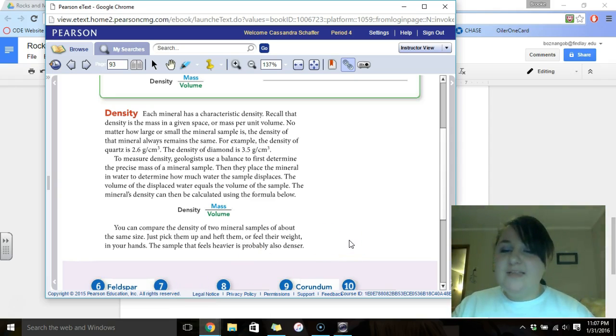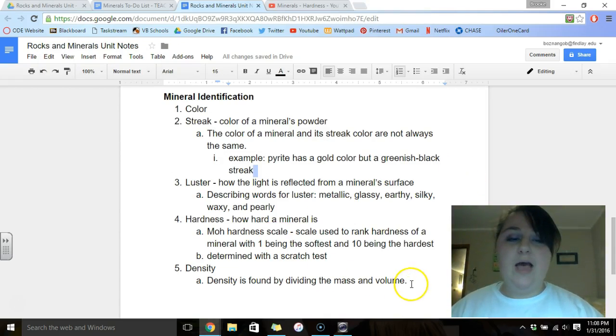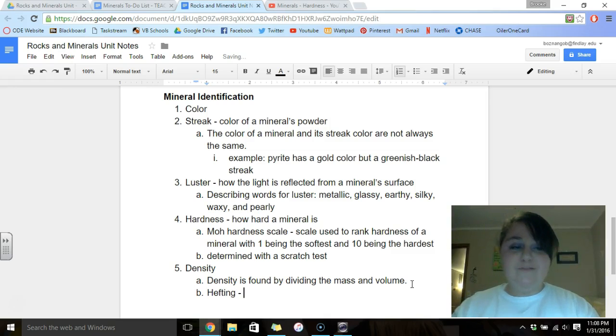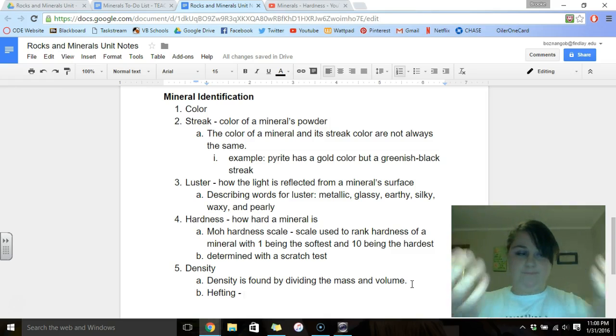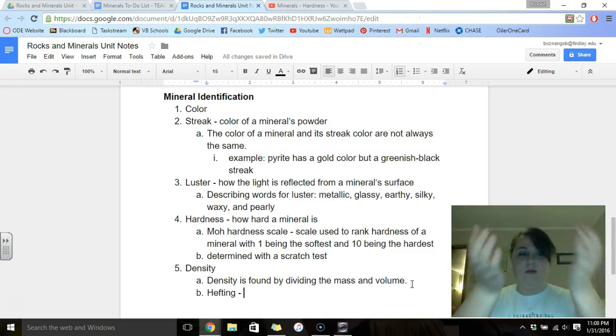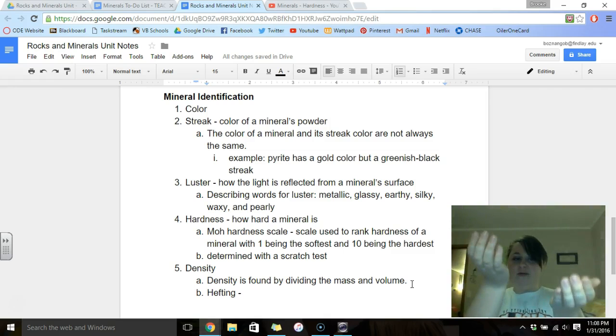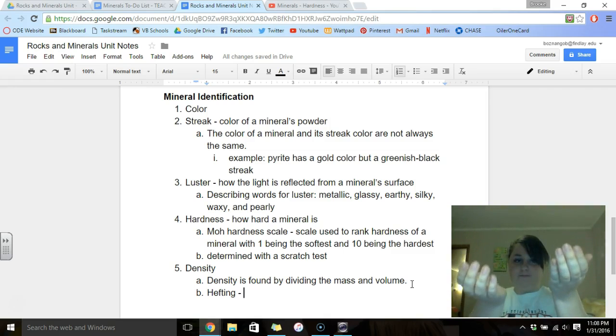You can compare the density of two mineral samples of about the same size. Just pick them up and heft them, or feel their weight in your hands. The sample that feels heftier is probably also denser. So in my notes, I'm going to make sure I add hefting. And hefting is when you put two mineral samples in your hands. I'm going to back up a little bit so you can see. Two minerals in your hands, and you determine which one feels heavier. Whichever one feels heavier is probably also denser.